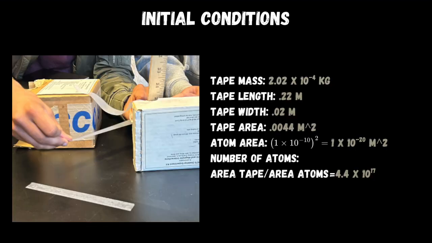On the left, we have the initial setup for the lab, and some of the initial conditions were the mass of the tape, which was 2.02 times 10 to the negative 4 kilograms. The length was 0.22 meters. The width was 0.02 meters. The area was 0.0044 meters squared, and the area occupied by the atom was 1 times 10 to the negative 20 meters squared, and the total number of atoms was 4.4 times 10 to the 17.